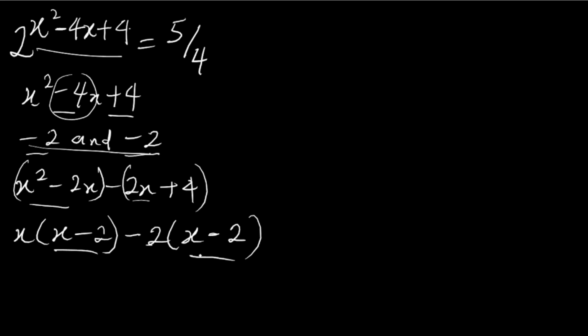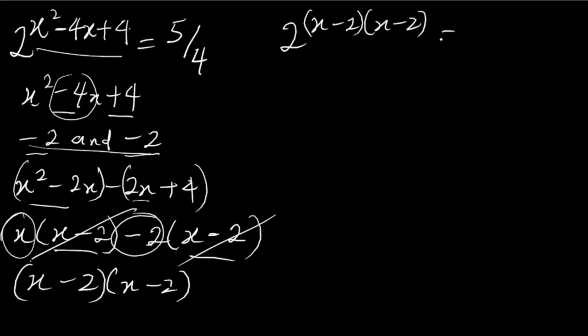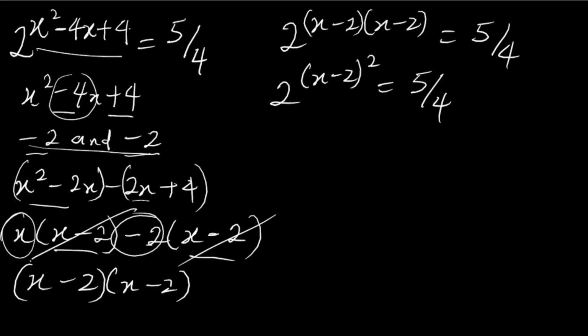Looking at this, the two brackets look alike, so we'll take them as one. Removing this and this, we are left with x and minus 2. Now, this question has been reshaped to be 2 raised to the power of x minus 2, x minus 2, being equal to 5 divided by 4. Now, looking at this, I can say this should be 2 raised to the power of x minus 2, all squared, being equal to 5 over 4.